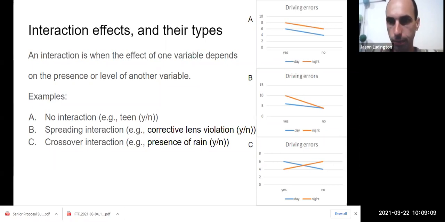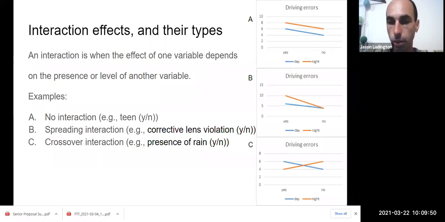Notice that in this example, panel B, at nighttime, there's a bigger... I'm sorry. For those who need glasses but are not wearing them, there's a bigger difference between day and night. So you can see the yes level on the left, there's a difference between day and night. But on the right side, where it says no, there's no difference between day and night.